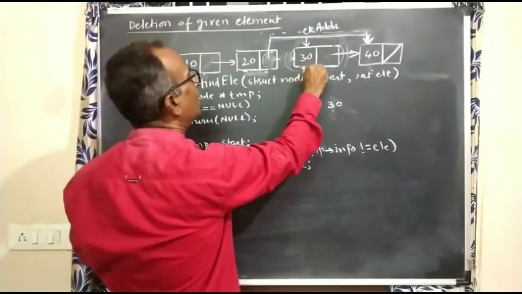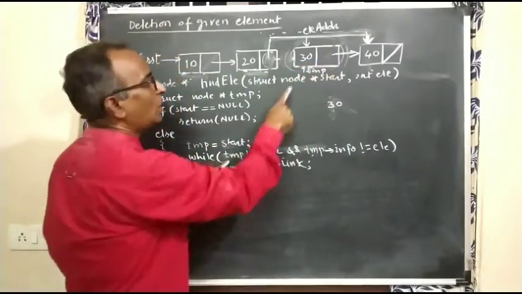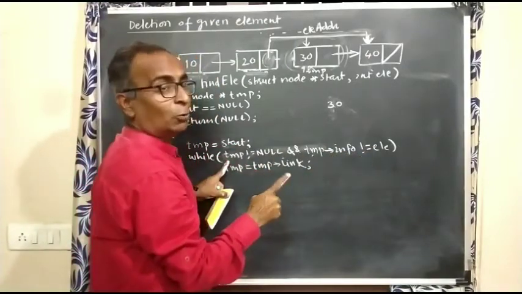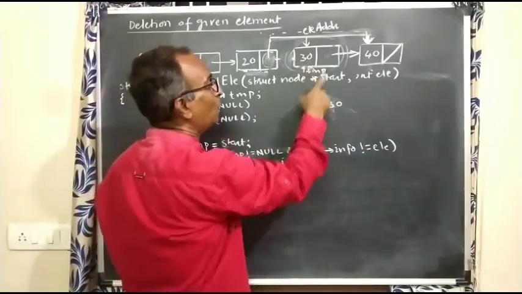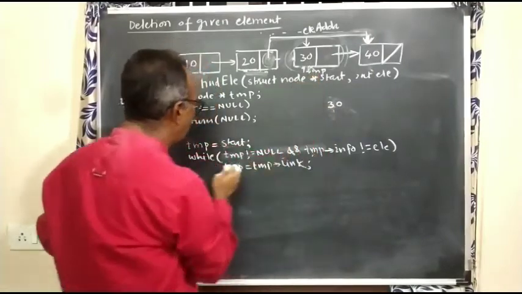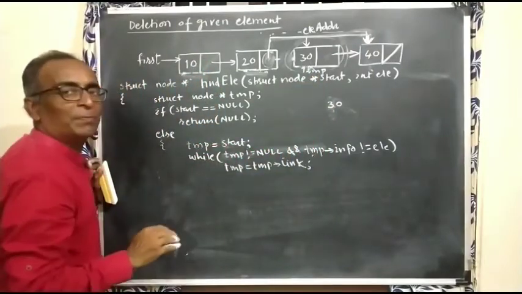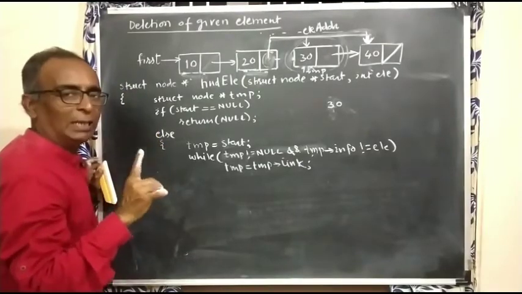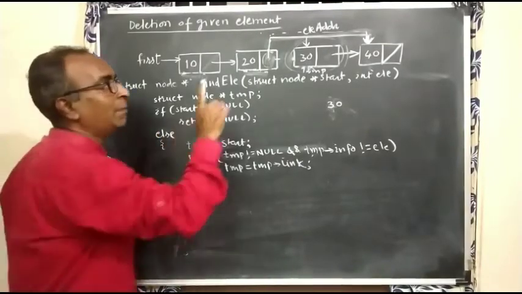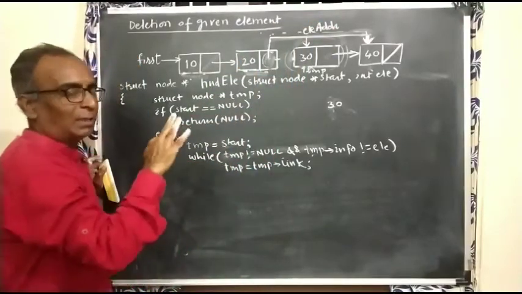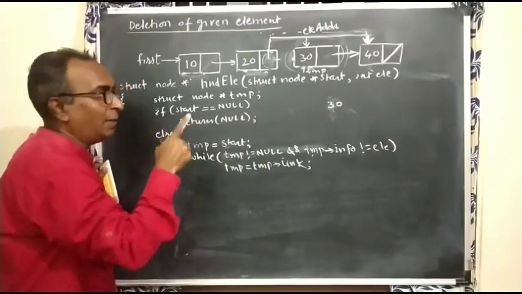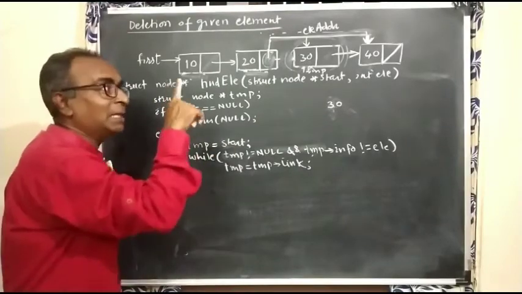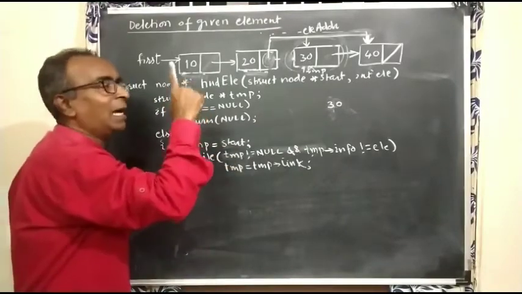Temp will be here. Again, temp is not null. Yes, true. Temp's info is not equal to element? No, this is false now. It is equal to the element to be searched. So when it comes out of this loop, our temp is pointing to the node to be deleted. If it is present, temp is pointing to that node definitely. If it is absent, temp will have a null value.